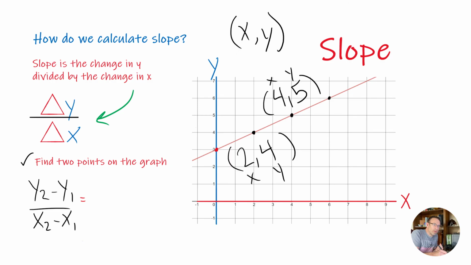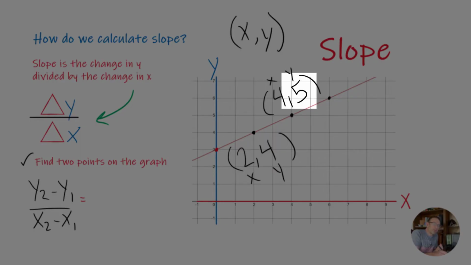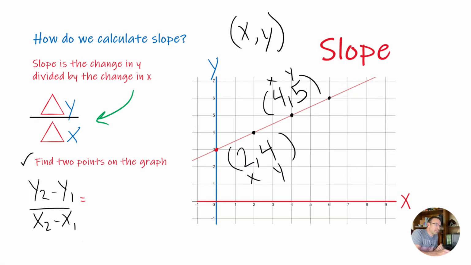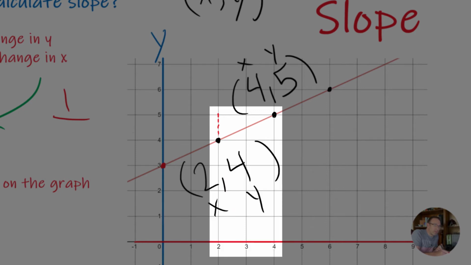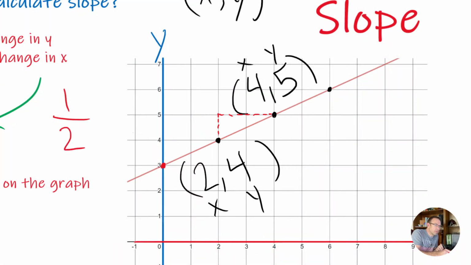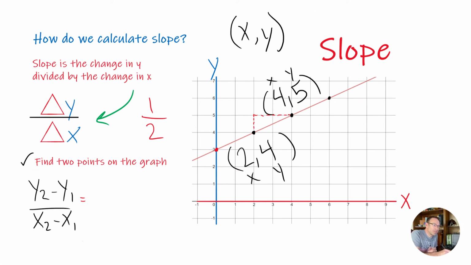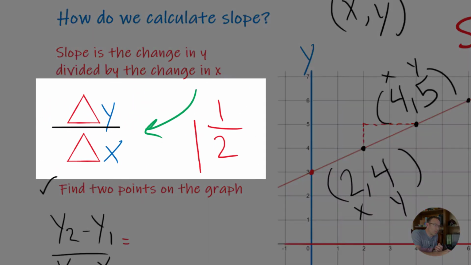Okay, so our first y value is 4. Our second y value is 5. So it goes from 4 to 5 on the y-axis. That's a difference of 1, folks. It goes up from 4 to 5. That's a difference of 1. And then it goes over from here, and our x value here is 2, and it goes over here to 4. It goes from 2 to 4. That's a difference of 2. So our change in x is 2. There's our slope, folks. 1 over 2. We've just calculated slope. Not too hard, was it?